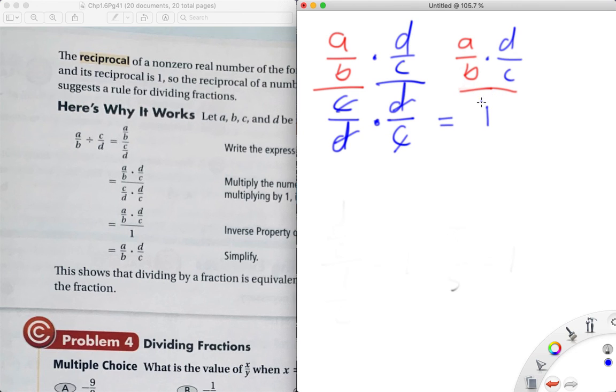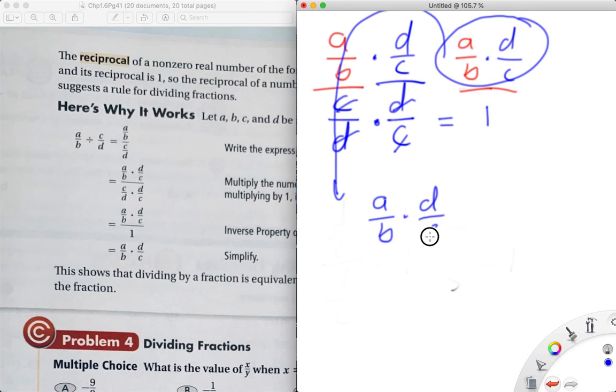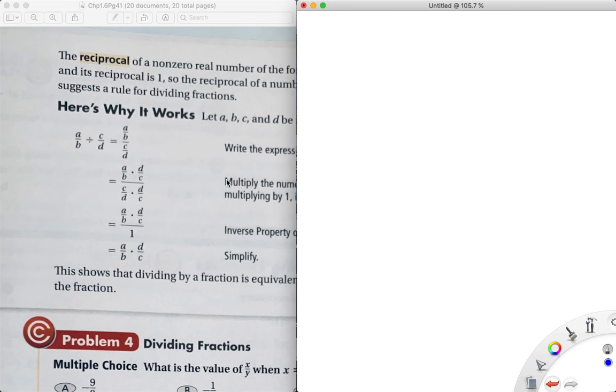Now that it's being divided by 1, all I have to do is write the numerator out since it's over 1, and that's going to be a over b times d over c. So this is why we say that when you divide by a fraction, you multiply by its reciprocal. They skip all of these steps and focus only on what's going on in the numerator at the end after you turn the denominator into 1. So when you divide by a fraction, you multiply by the reciprocal of the number that you're dividing by.